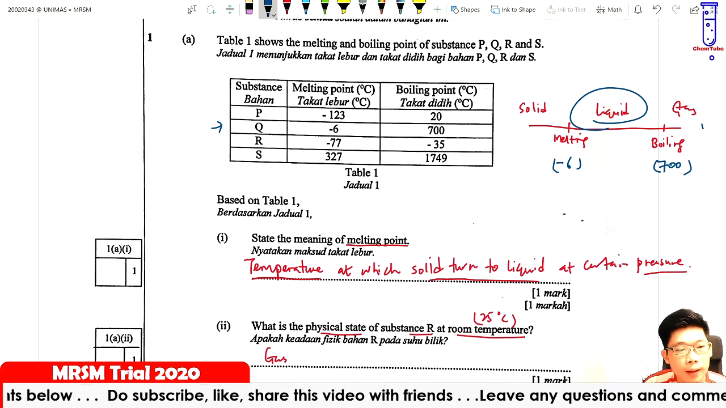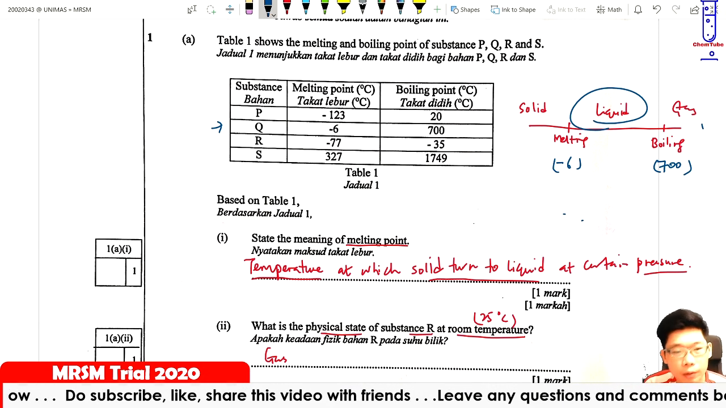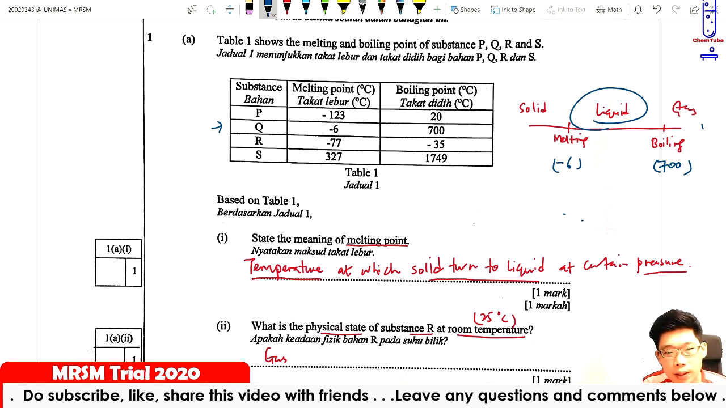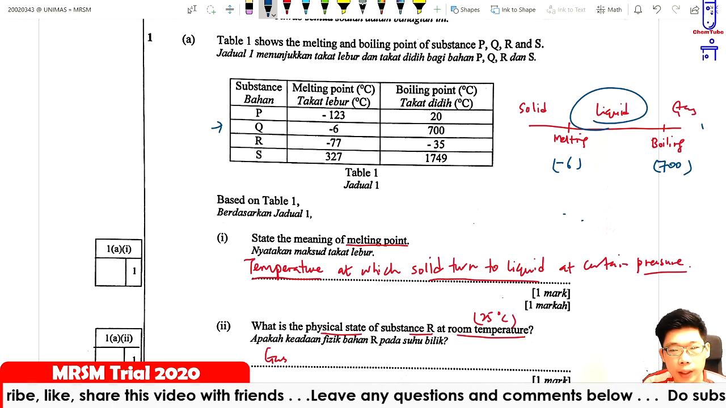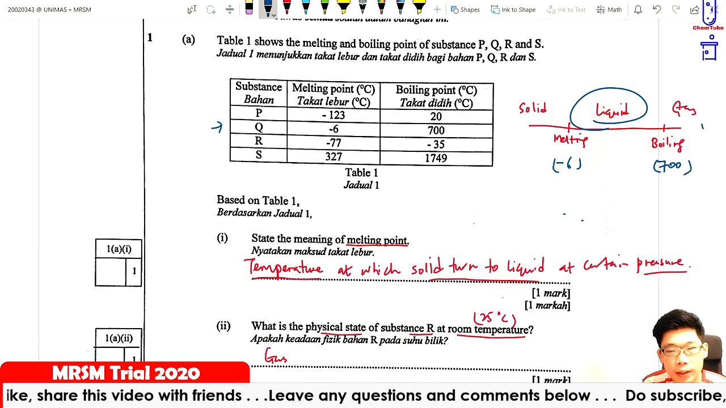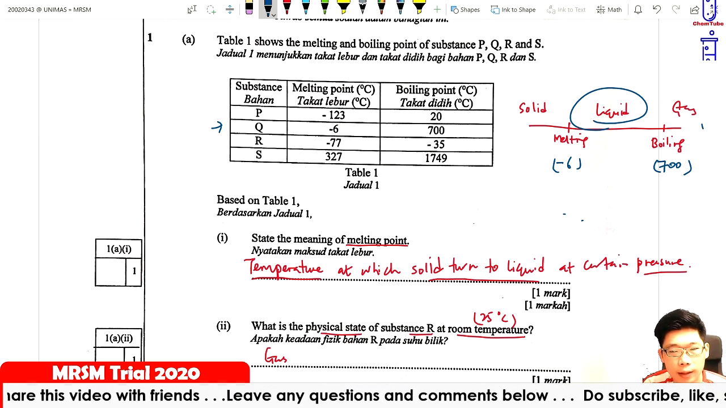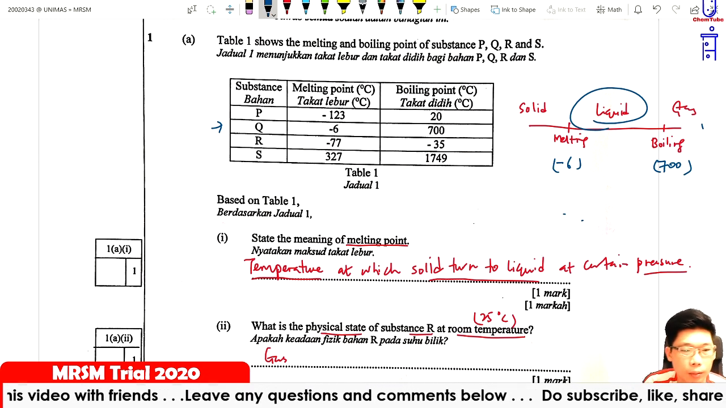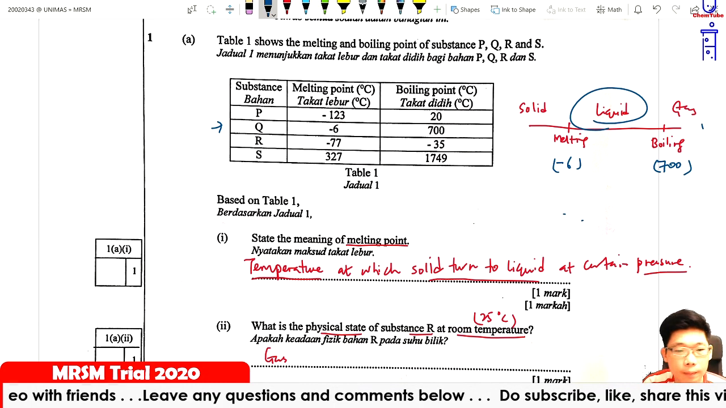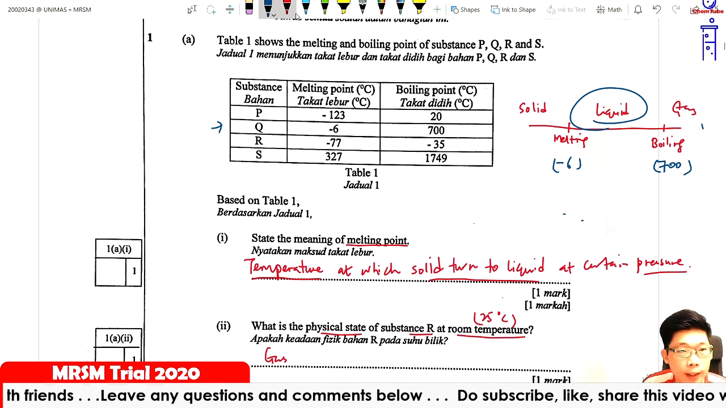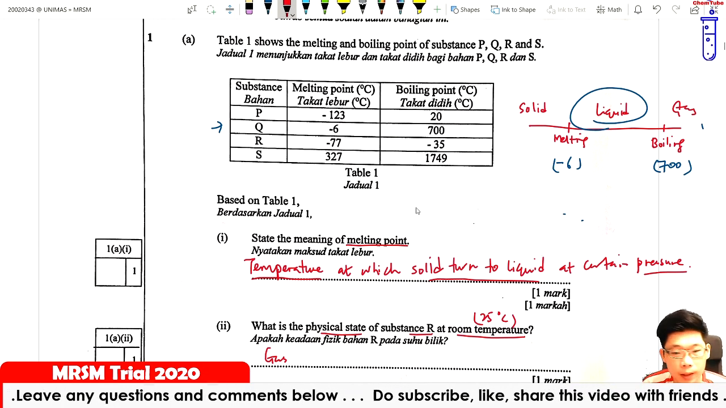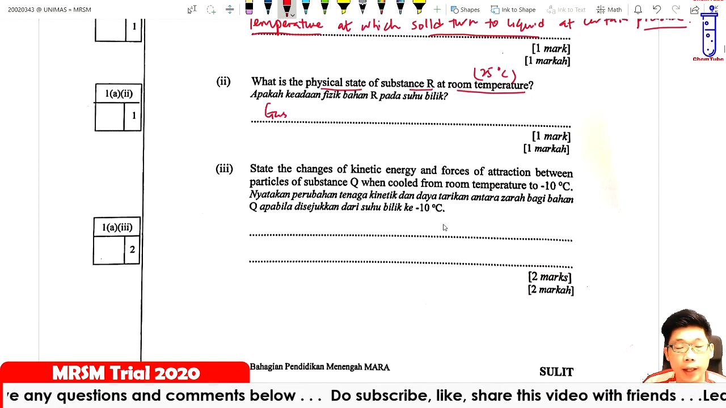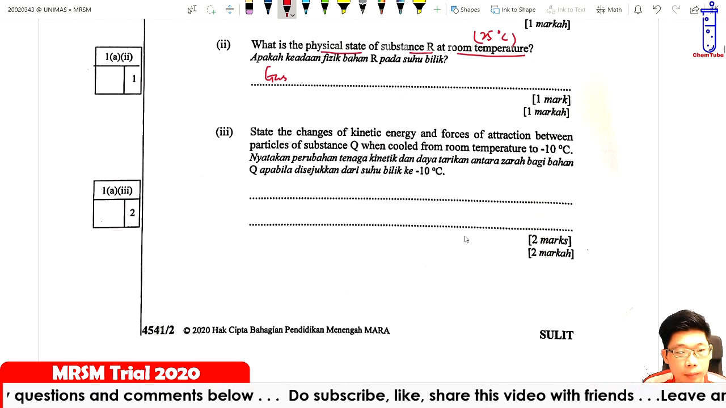Then for S, 327 and 1749. So we can see the 25 is somewhere in the solid region, so the physical state will be the solid state. So that's how we solve questions like this. If you have any question, you can write in the comments below.